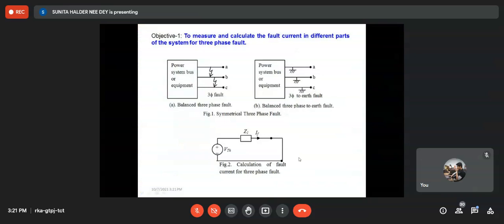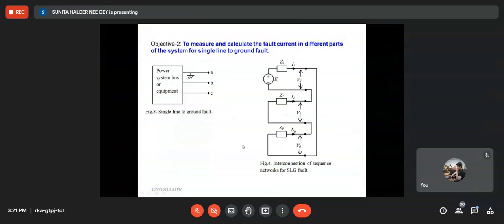So we can calculate the fault current by voltage divided by impedance at the fault point. What is the second objective? To measure and calculate the fault current in different parts of the system for the single line to ground fault. So single line to ground fault means one phase is short circuited. Generally we assume theoretically that A phase is short circuited for the academic calculation.